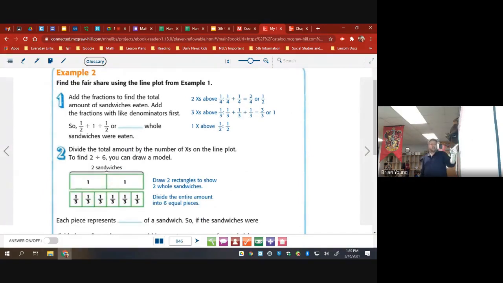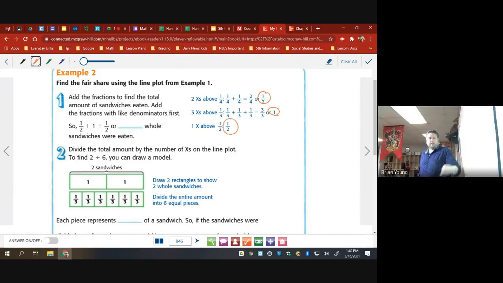So finding the fair share using the line plot. As you can see right here, there are 2 X's above the 1/4. So 1/4 plus 1/4 equals 2/4 or 1/2. And that's what they have marked right here, 1/2 for the 2 X's above the 4th. There are 3 X's above the 3rd. So we take 1/3 plus 1/3 plus 1/3, and that gives us 3/3 or 1. And then there's only 1 X above the half, so it's a half.